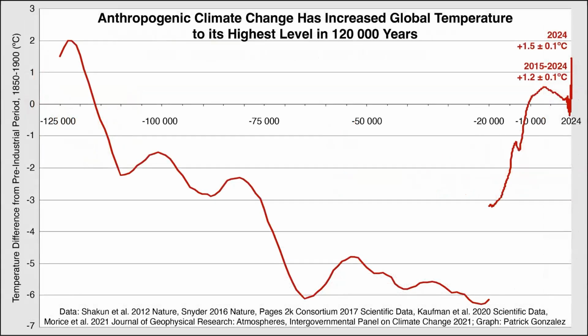Consequently, this has increased global surface temperature to its highest level in 120,000 years. And we have another straight line here. That's all of human history from the Industrial Revolution to today. So the global average surface temperature is now 1.2 degrees Celsius.